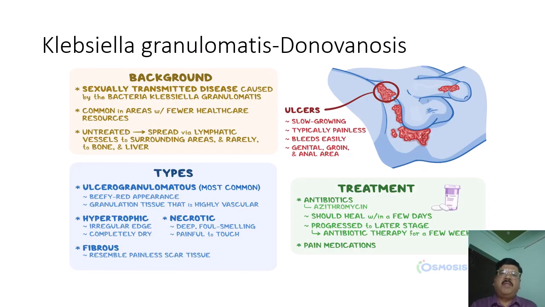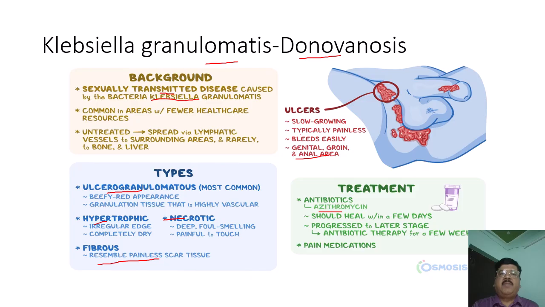Then the next organism is Klebsiella granulomatis, previously called Calymmatobacterium granulomatis. The disease caused is donovanosis, a sexually transmitted disease caused by Klebsiella granulomatis, with formation of ulcerogranulomatous lesions, the most common presentation, or it may be hypertrophic or necrotic. Then fibrous, which resembles painless scar tissue, and formation of ulcers which are slow growing, typically painless, bleed easily, and occur in the genital, groin, or anal area. Azithromycin is the drug of choice.